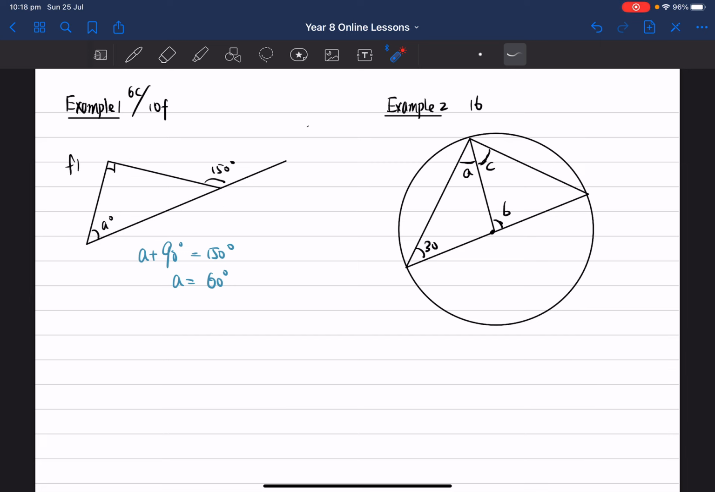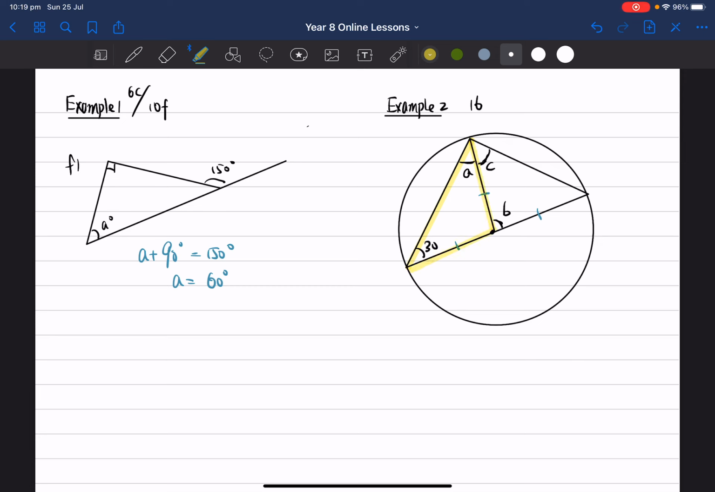The question says to use the property of isosceles triangles. But where are the isosceles triangles? If that's the center of the circle, then this is a radius of the circle. That's also a radius of the circle, so the two radii must be equal to each other. Actually, that's also a radius as well, so all three of those radii must be equal to each other. So if we mark those as equal, then if I highlight this triangle here, this is an isosceles triangle.